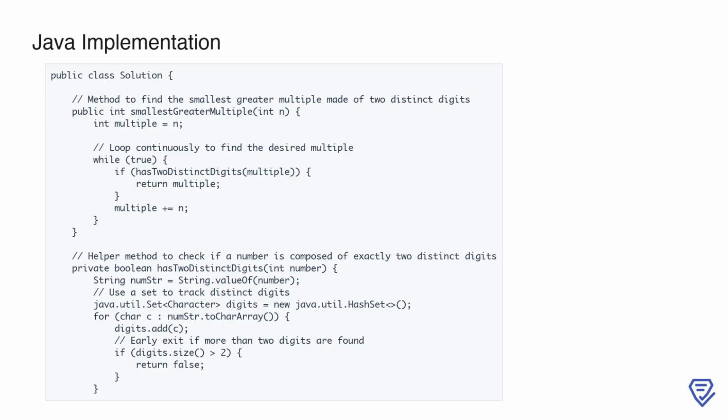If the condition is satisfied, the method returns the current value of multiple. Otherwise, we increment multiple by n and continue the search. The helper method has two distinct digits is shown below the main method.